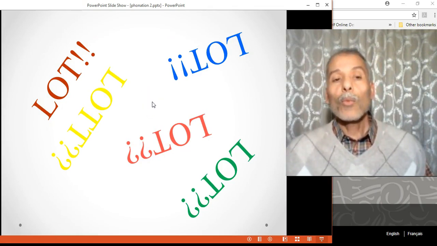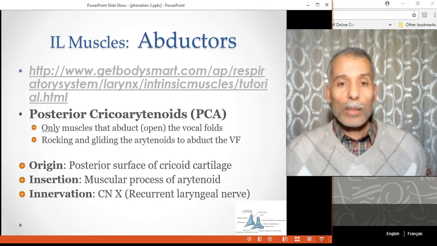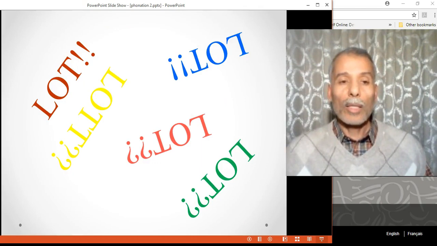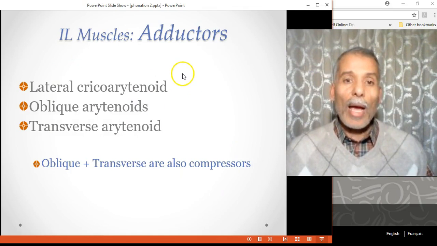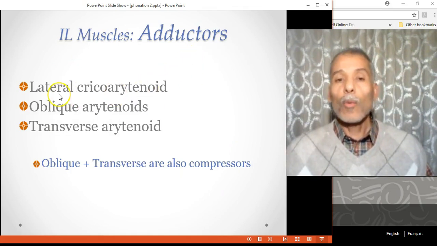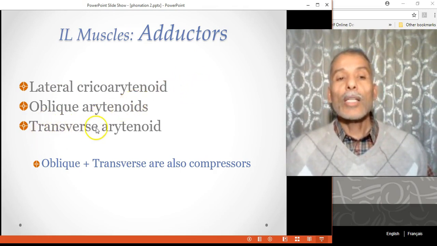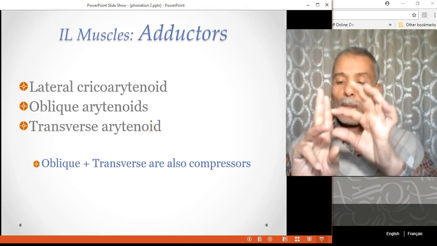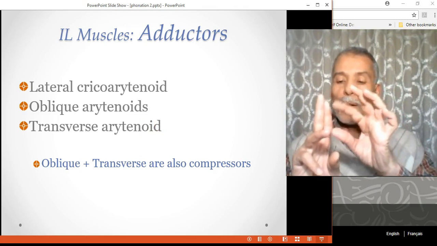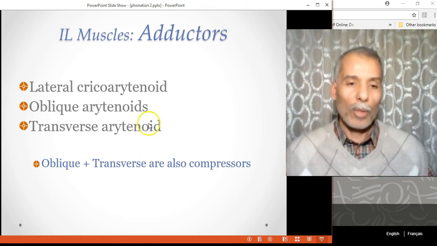So now we spoke about the muscle that adducts the vocal folds, and the muscle that abducts the vocal folds. So the adductors, first one, the most powerful, is the lateral cricoarytenoid that we discussed. The second one is called the transverse arytenoid, that connects both arytenoids together, and when it contracts it brings them, approximates them close to the midline.